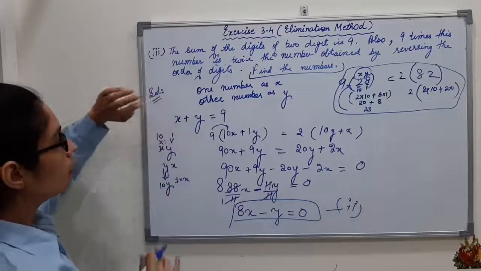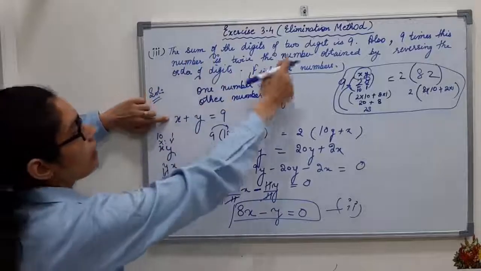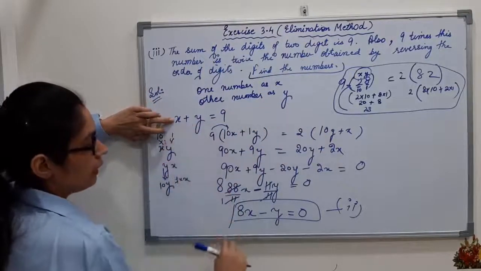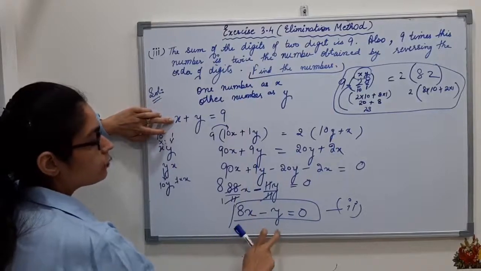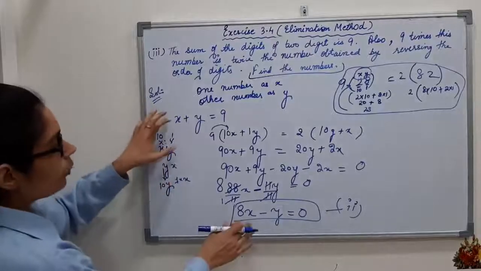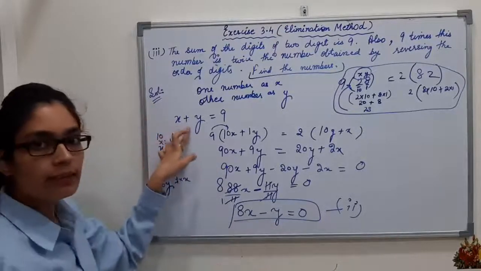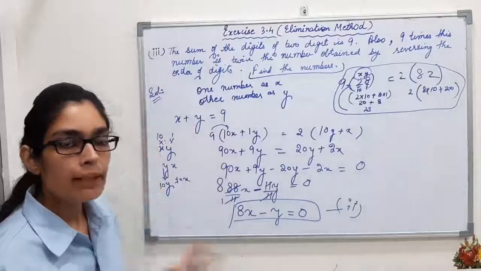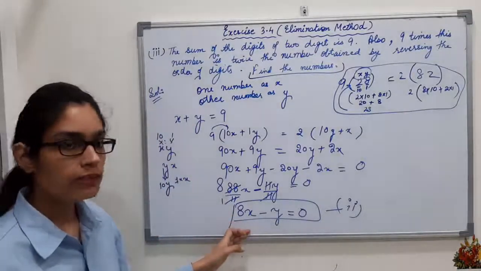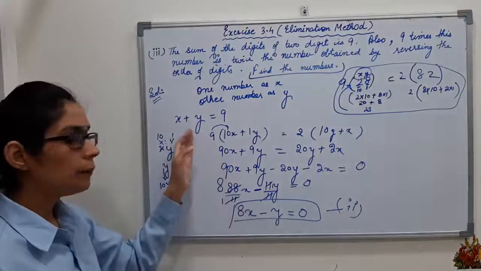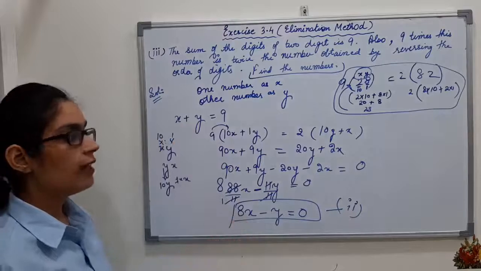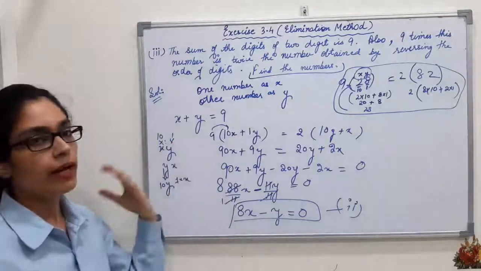First it was very simple. In the first line it was given that the sum of the digits is 9, so I have written x plus y equals 9. Here 8x minus y equals 0. This is my second equation. And you can see y and y are the same, so you don't have to multiply with any number. You can simply add these two equations and you will be able to eliminate the y variable because y has opposite signs in both equations. You can do it by yourselves and find the numbers.